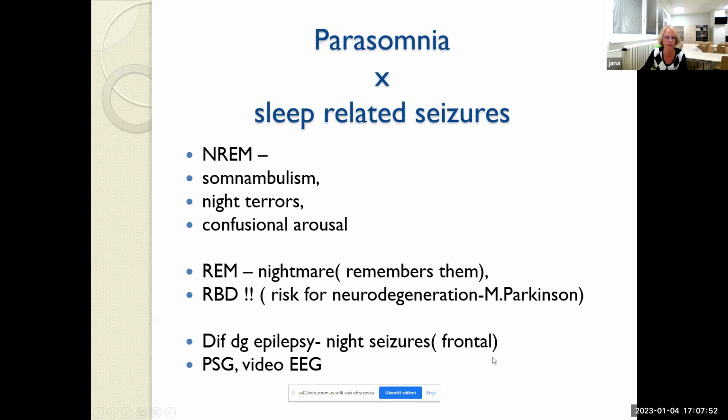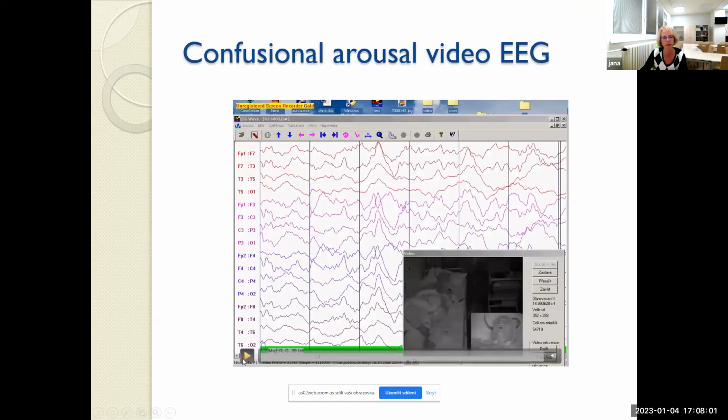it is more likely connected to night sleep or to the sleep. We use polysomnography, PSG, and video EEG. I would like to show you a patient.